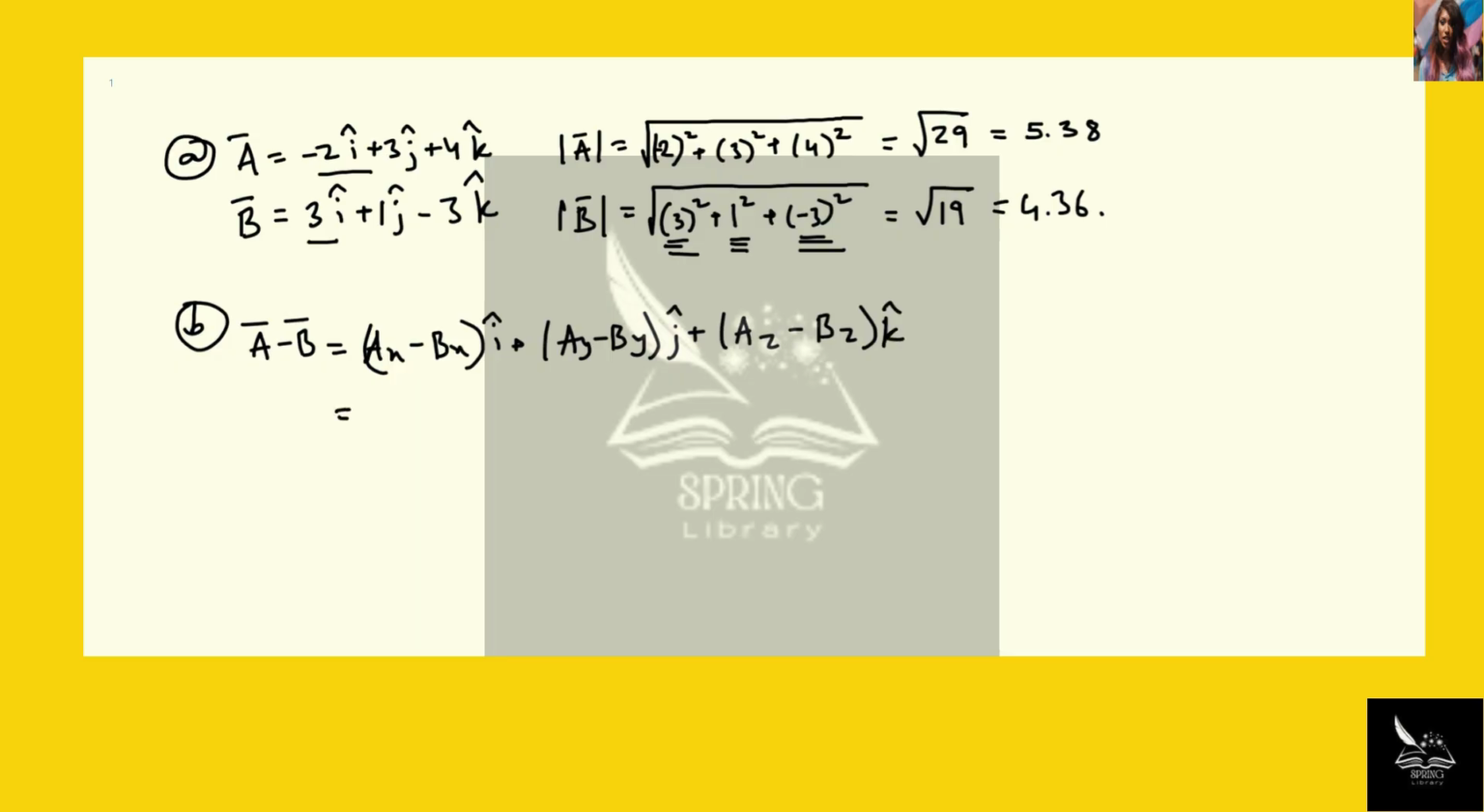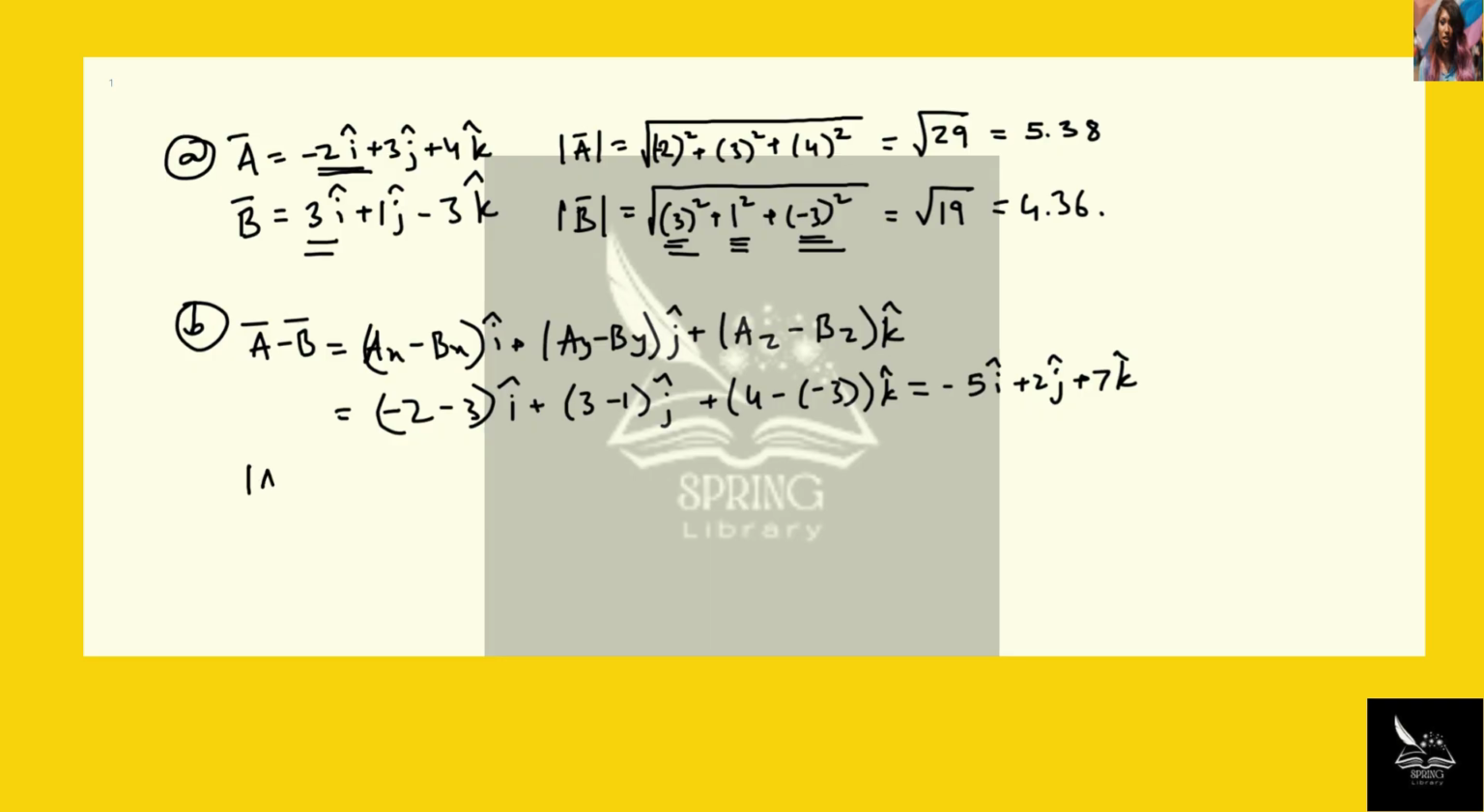As you can see from these components, we can write it as minus 2 minus 3 i hat plus 3 minus 1 j hat plus 4 minus 3 k hat, which is minus 5 i hat plus 2 j hat plus 7 k hat.